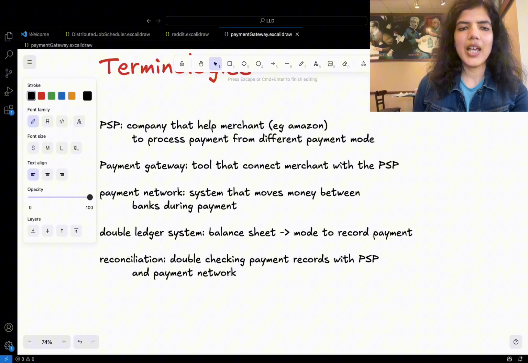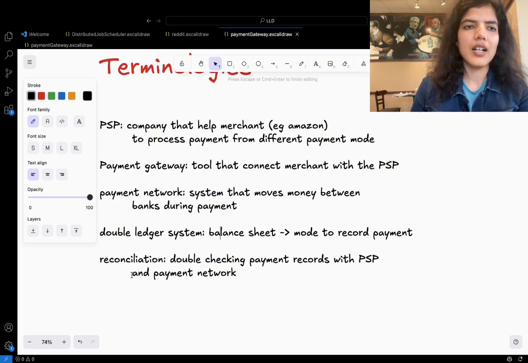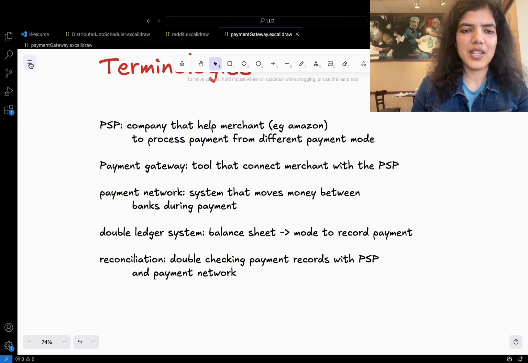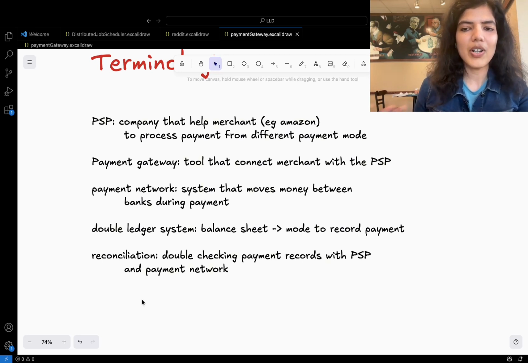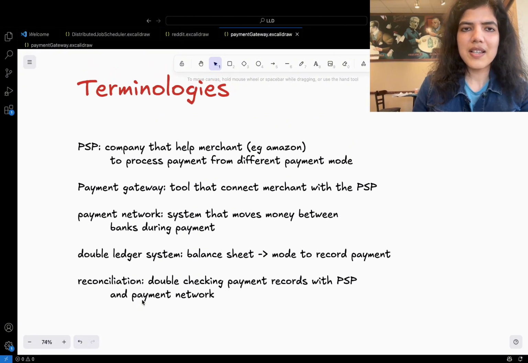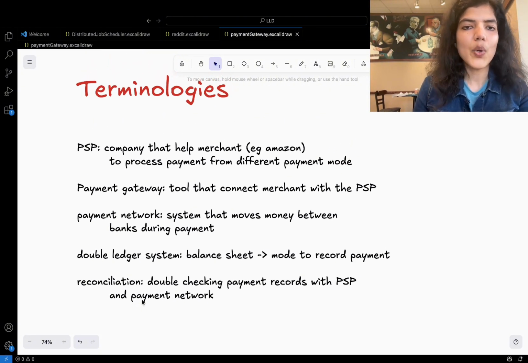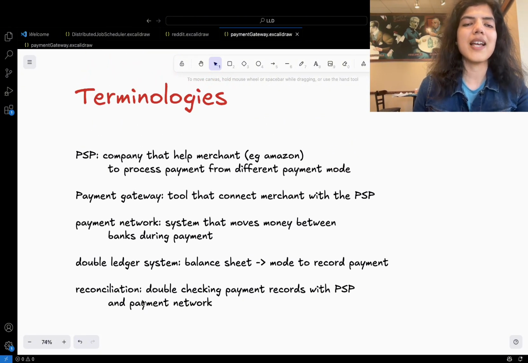And finally, the fifth term is the reconciliation system. So reconciliation system is nothing but double checking the payment records with the PSP and the payment network. So these are the five terms which are key to understand before designing the system for payment gateway.